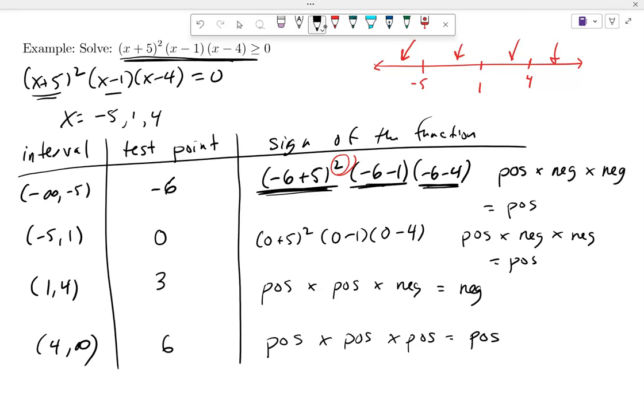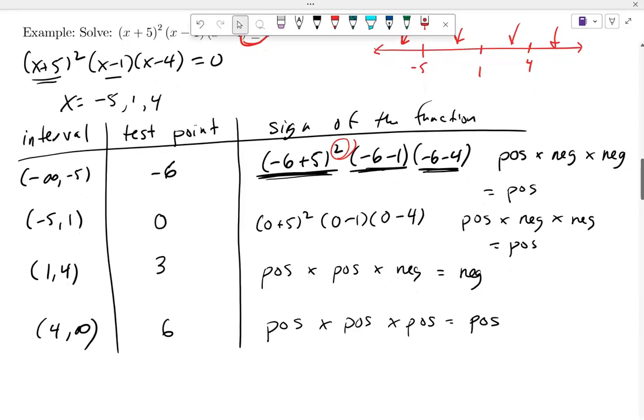All right? Now let's look at the original problem. The original problem wasn't an equation. The original problem is an inequality. Which of those do you think we care about? The positives or the negatives? Why do you think so? You're right. Why is it the positives? Because the negatives would be less than 0. It says greater than or equal to 0, right?